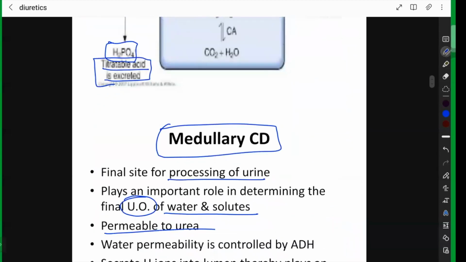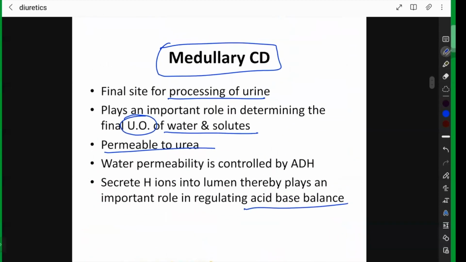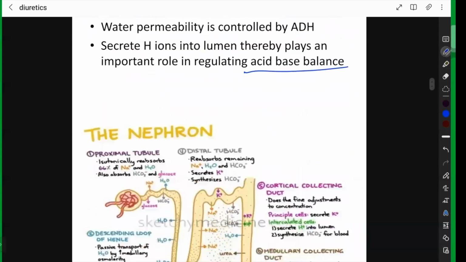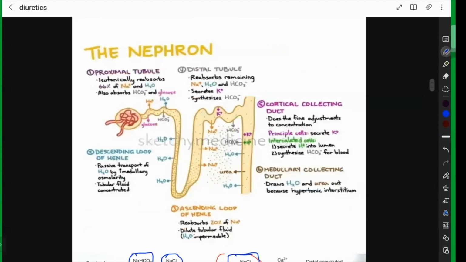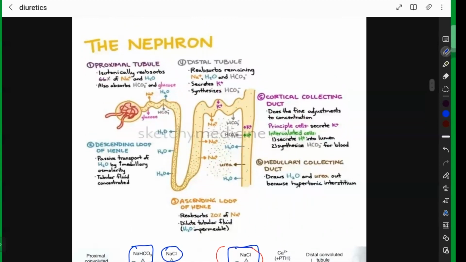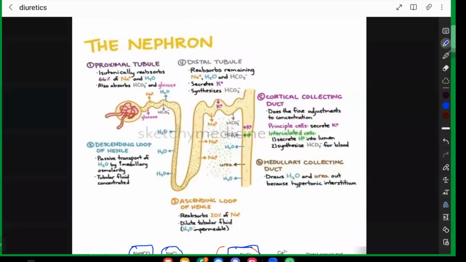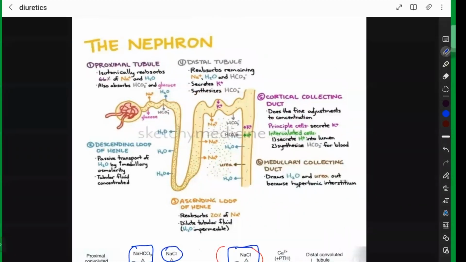Now the medullary collecting duct is the final site for processing of your urine. It plays a very important role in determining the final urine output of urea, water and solute. Here, urea is also permeable. Water permeability is controlled by ADH. So this is a brief summary of the entire nephron concept in a picture. You can take a screenshot if required. I'll also take along with you. Just take a screenshot of this particular page. Is it clear? Okay. Next, we are going to move towards this one.